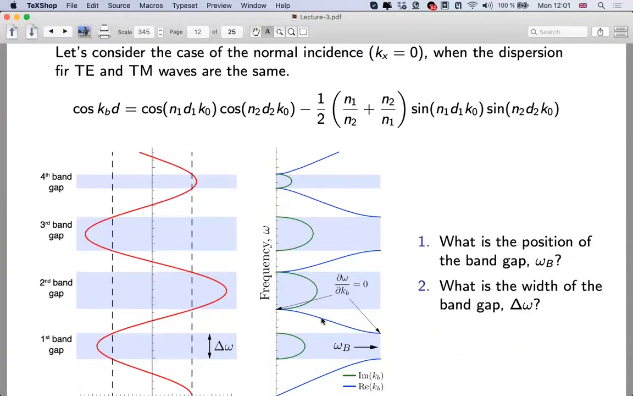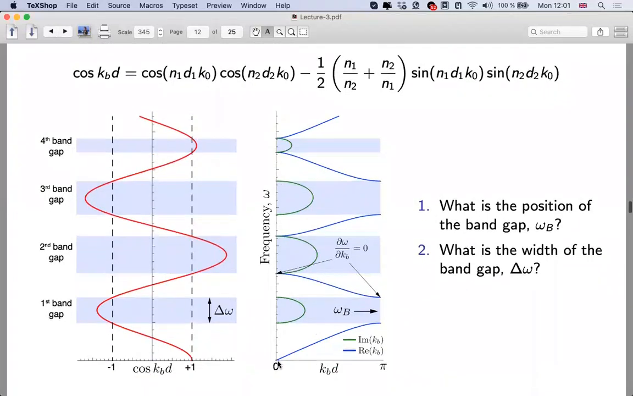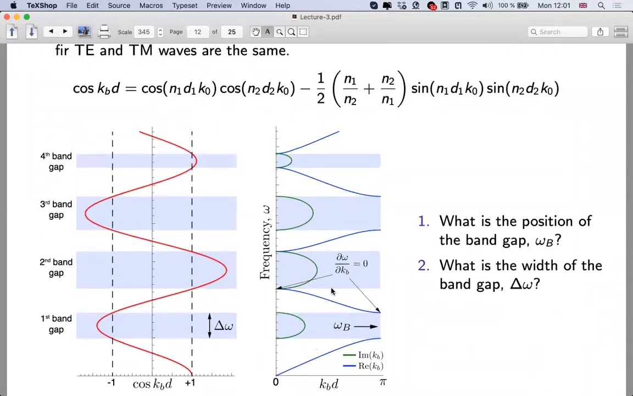So omega is a periodic function of KB. But here, if omega is a periodic function of KB, it's not necessary to plot it everywhere. It's necessary to plot it only at the values of KB where we have a period, only at the period. Okay?